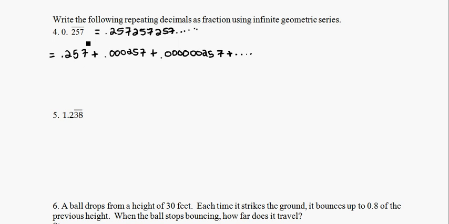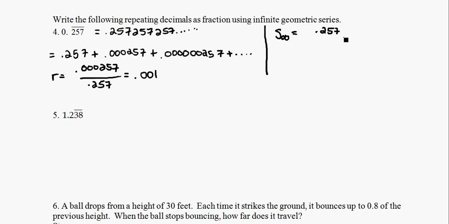So let's see, is this actually geometric? And it is. The first term is obviously 25.7. The common ratio is just the quotient of two consecutive terms, so let's just divide. I just did this using my calculator, and I get 0.001. So therefore, my infinite sum is equal to the first term, which is 25.7 over 1 minus 0.001, which is 25.7 over 0.999.